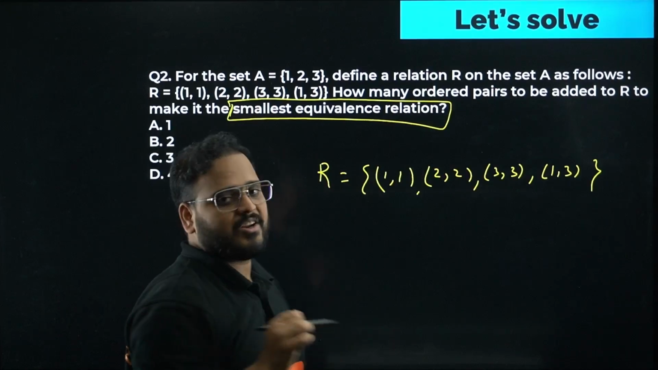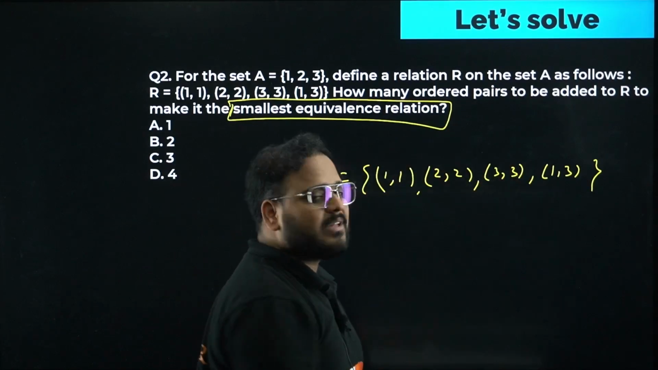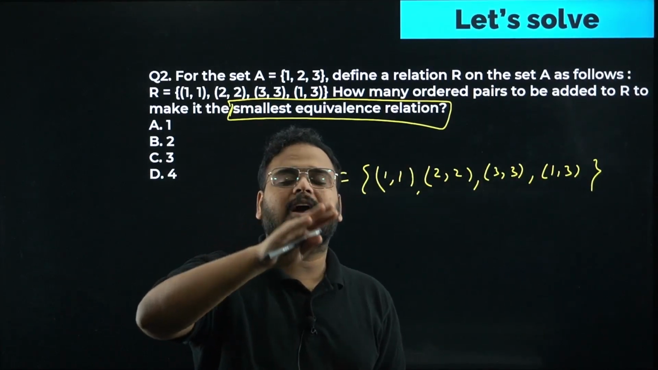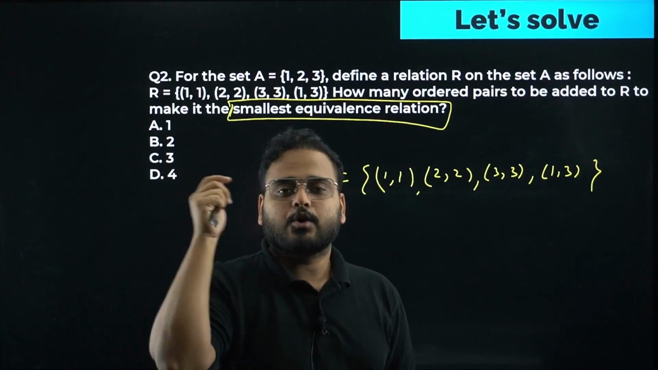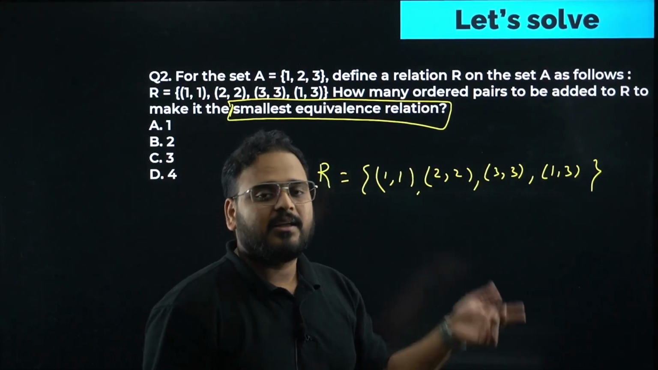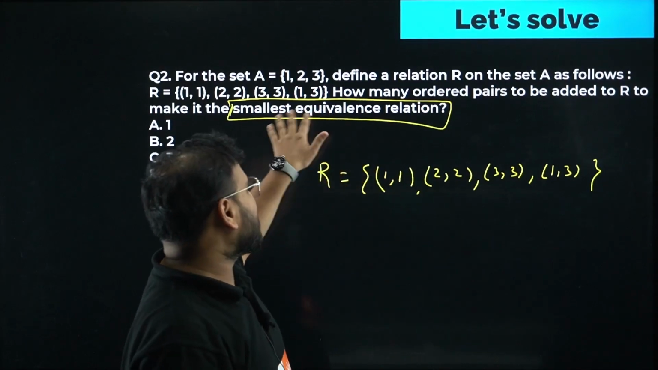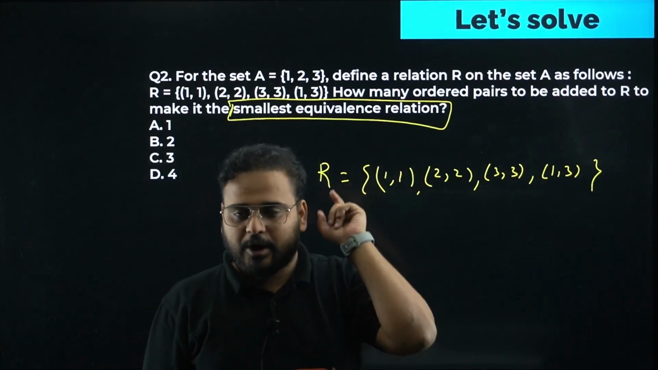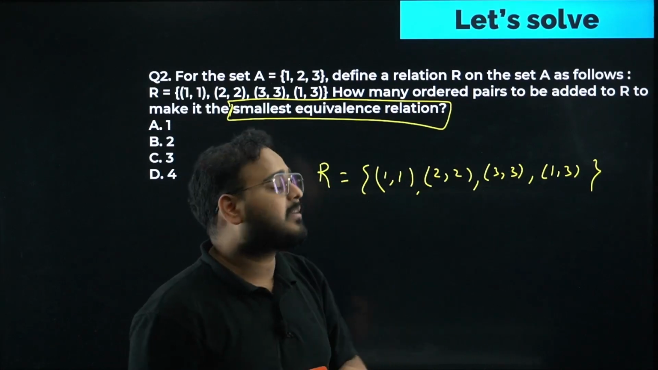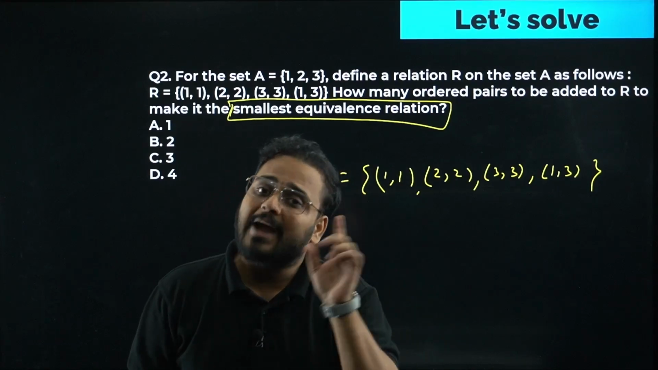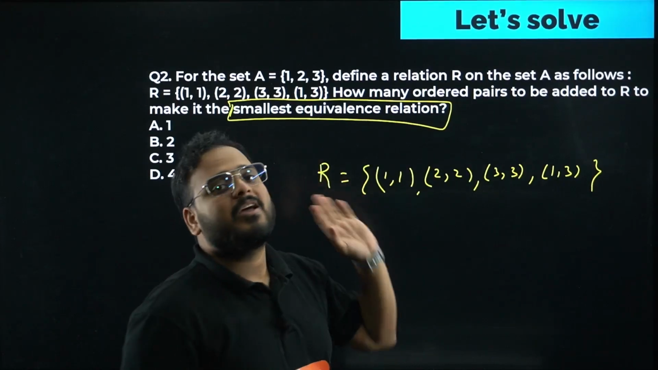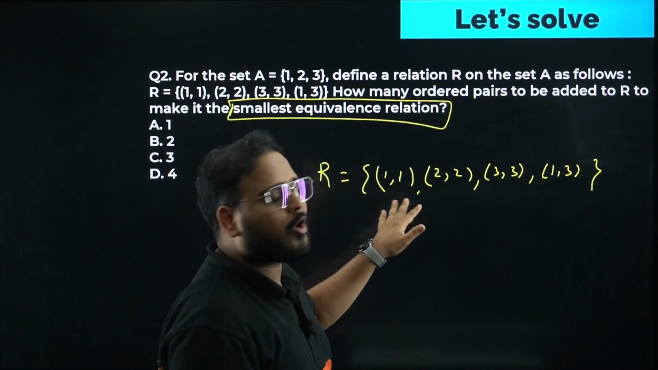Smallest equivalence relation. Of course, I can add multiple number of ordered pairs to get this relation R to be equivalence. There can be more than one way, but I'm looking for the smallest possible. Means the least number of ordered pair to be added to this. I'll repeat myself. The least number of ordered pair to be added to make this relation R to be equivalence. First of all, let's check whether it's equivalence right now or not.